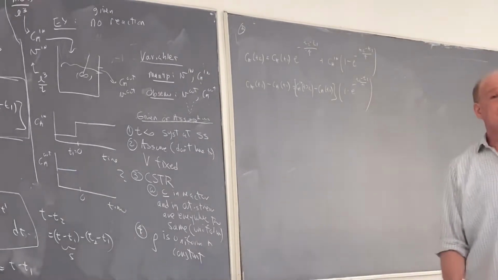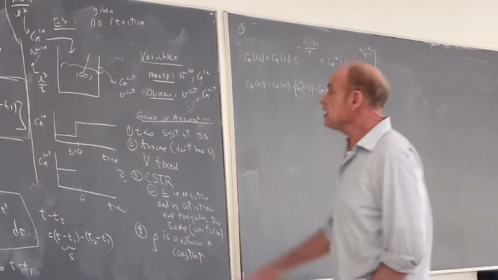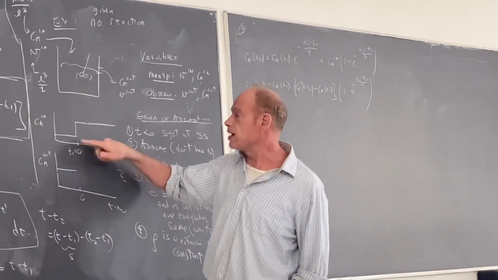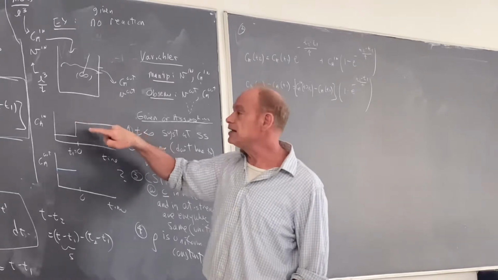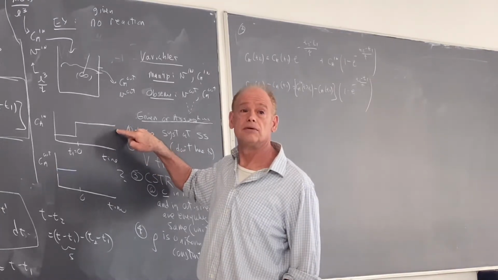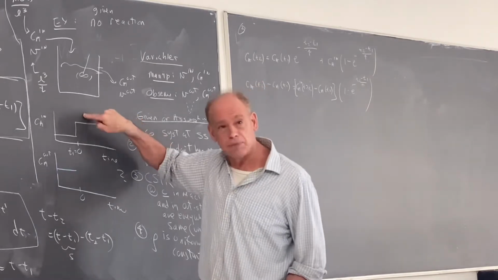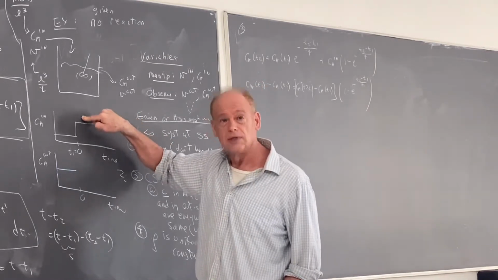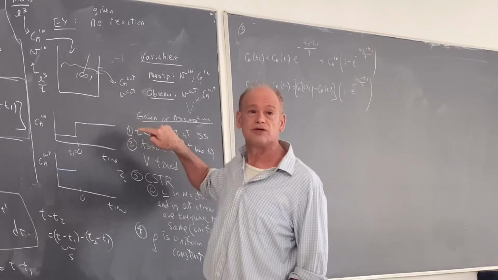What is t2 and t1? Are those two separate? t1 is when I introduce the step change, and t2 is any time after t1. So is t1 0? In this particular problem, t1 is 0, and t2 is any time after t1.